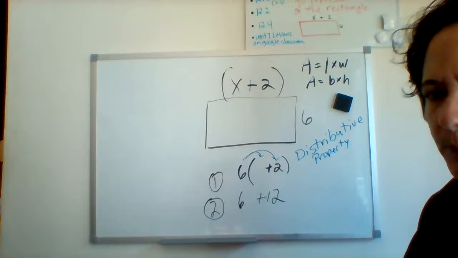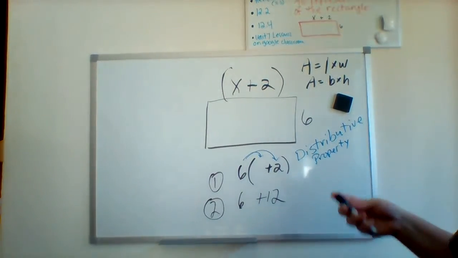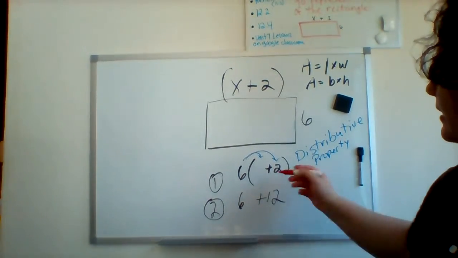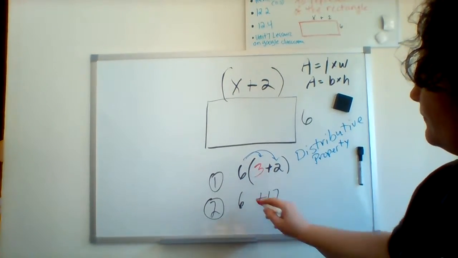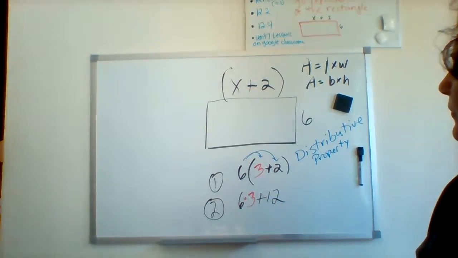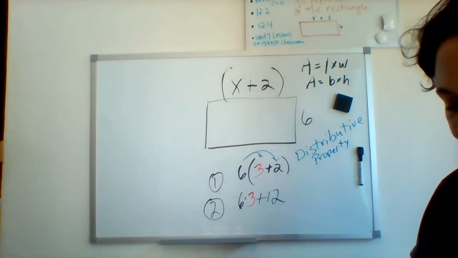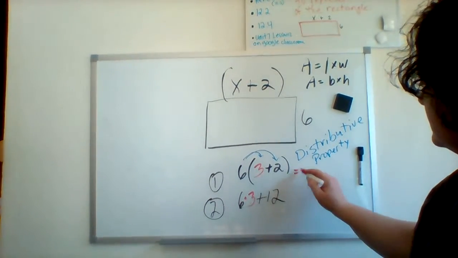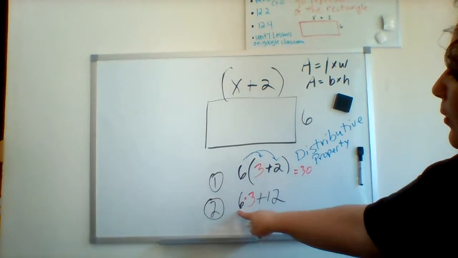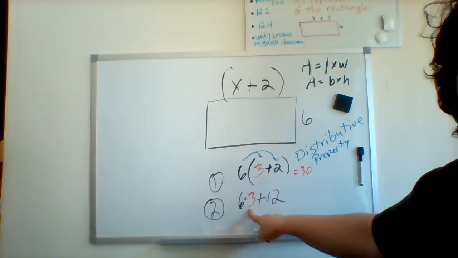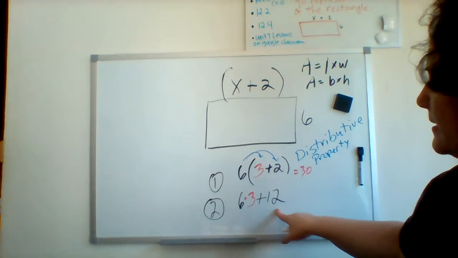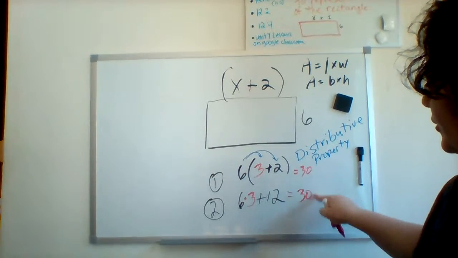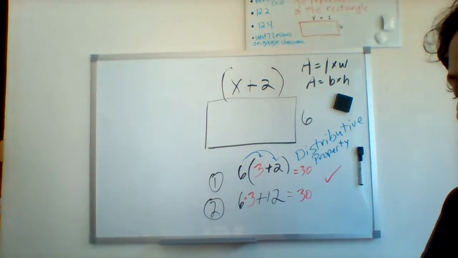So somebody pick, you want to pick 3? Okay, let's put 3 in there. If I put a 3 in here, and I put 3 here, what's 3 plus 2? It's 5. 5 times 6 is 30. What's 6 times 3? 18. What's 18 plus 12? 30. So check. We did good.